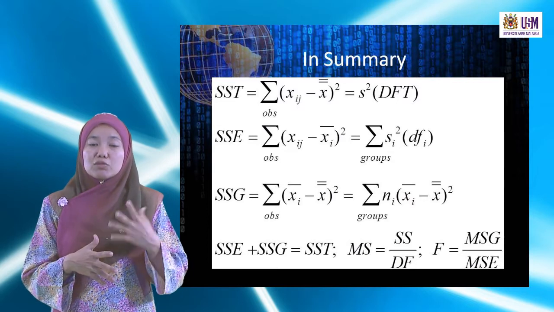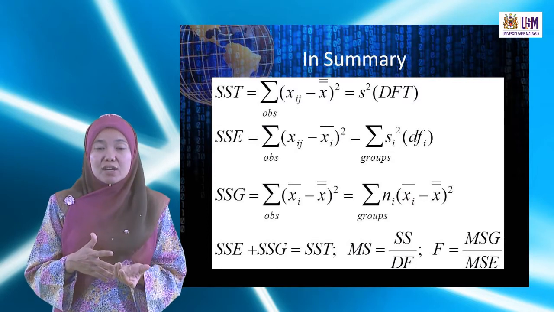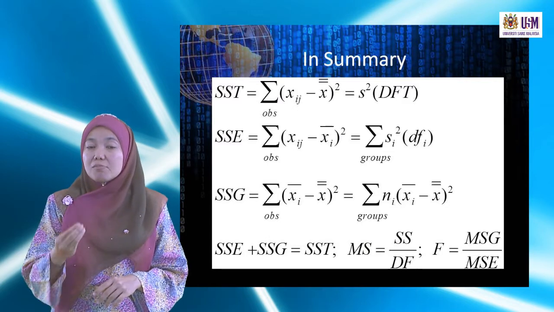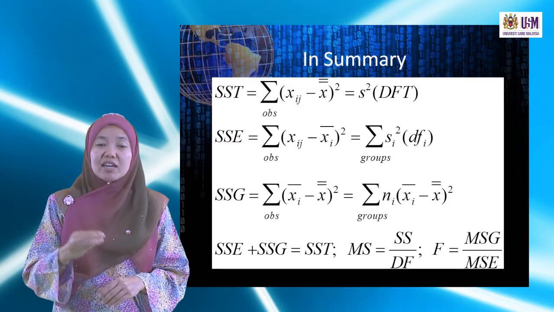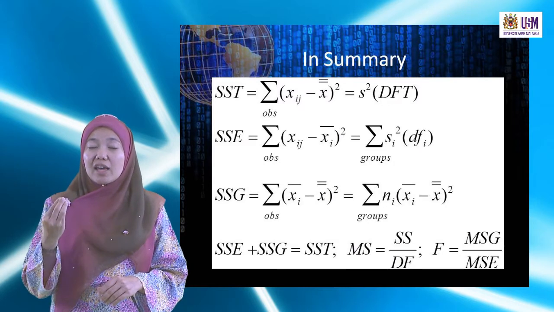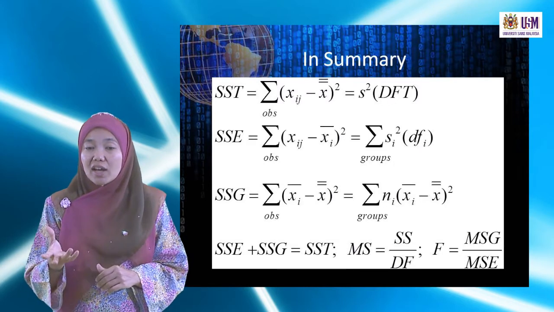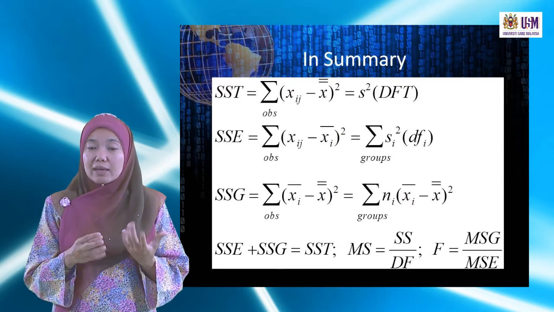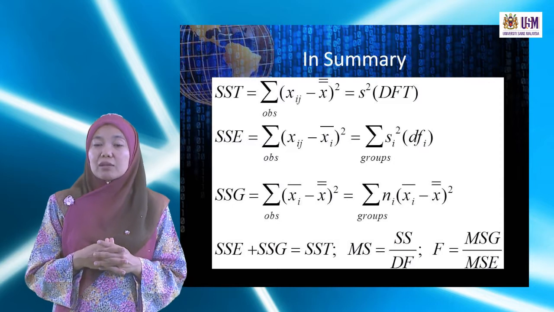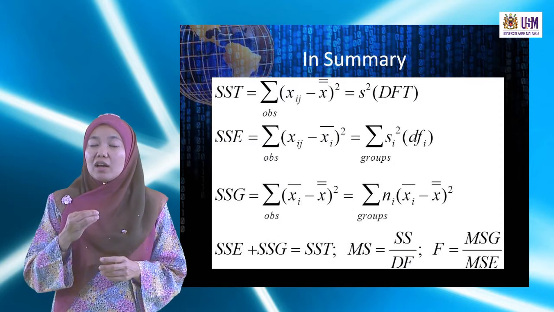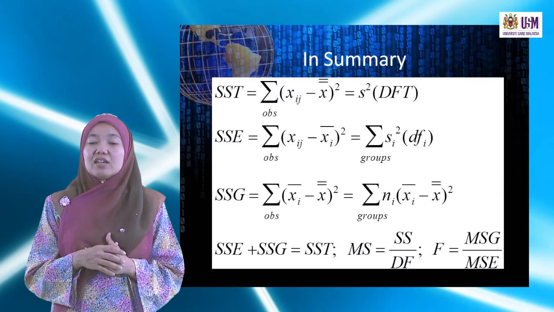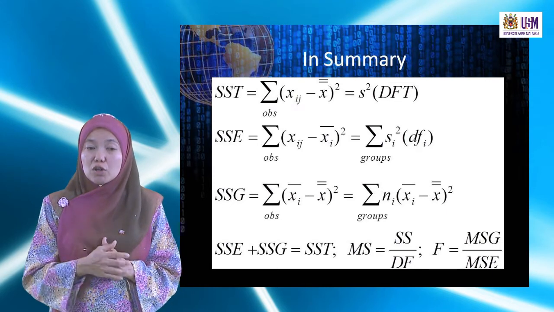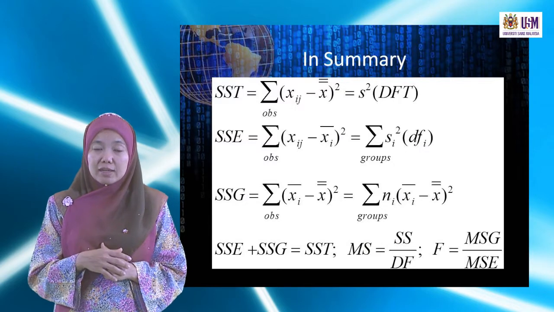As for the sum of square for group, or sum of square for treatment, or sum of square for the subpopulation, you need to take the group mean, that means x bar I, minus the grand mean, which is x double bar. You take the square, you add up. This is also equal to the sample size for each group multiplied with the difference between x bar I minus the x double bar, squared. So that is the sum of square for the group or the sum of square for the treatment.